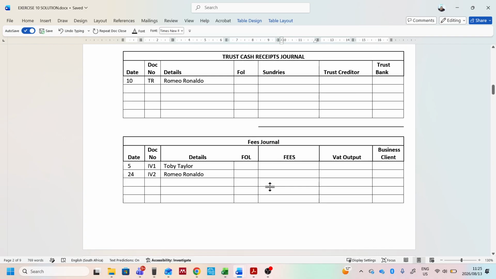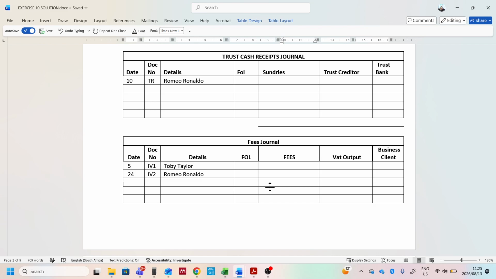Fees journal. Every time you render a service or account to a customer, which is to send him an invoice, they become a debtor to the business. They owe the business money. So this means that the business client's account is affected, fees account is affected, VAT output is affected. Then a journal is created for every time you bill the client, with the same accounts affected being the columns. Are we together in this part?